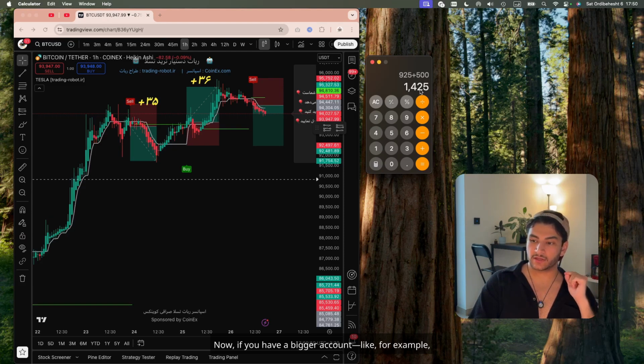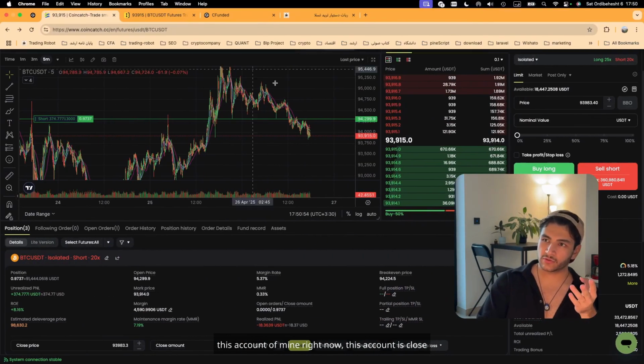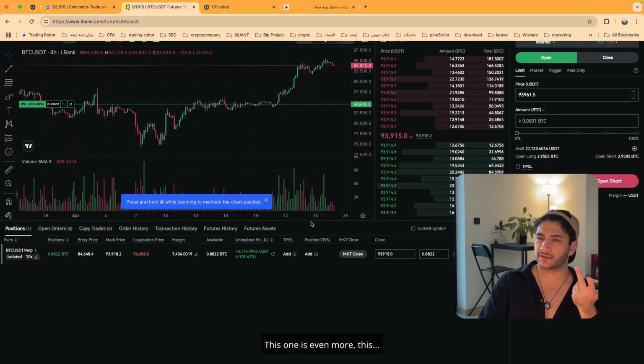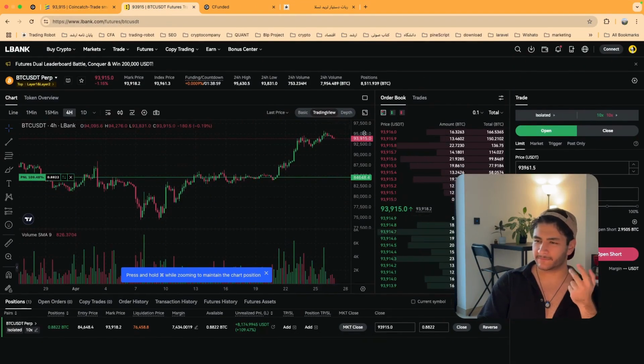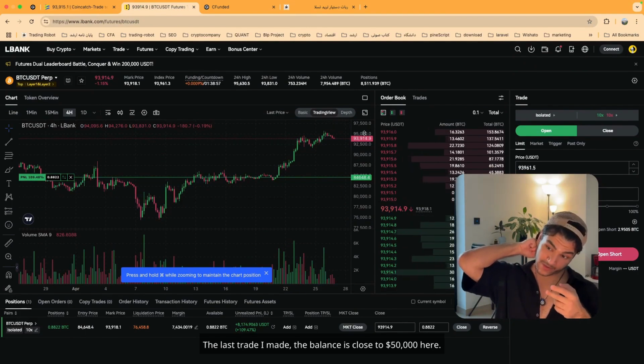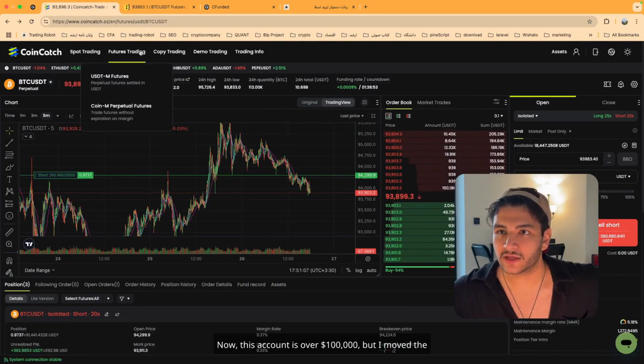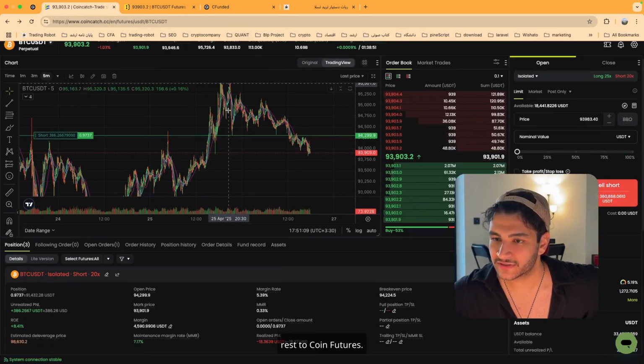Now, if you have a bigger account, like for example, this account of mine right now, this account is close to $40,000. This account is also close to $40,000. This one is even more. The last trade I made, the balance is close to $50,000 here. Now this account is over $100,000, but I moved the rest to coin futures.